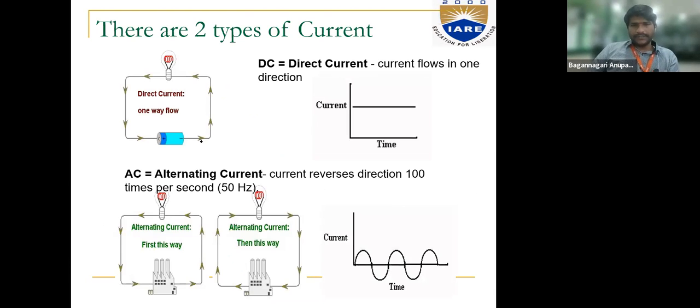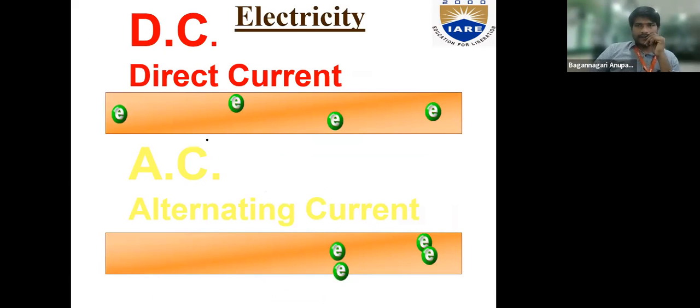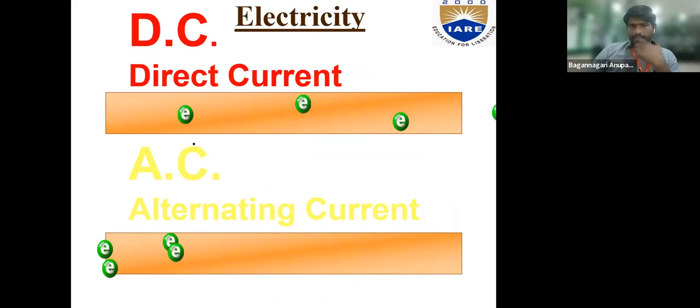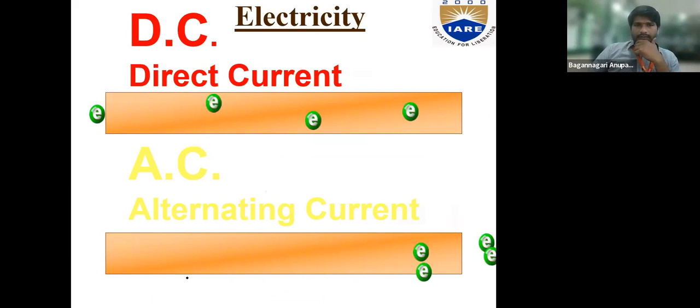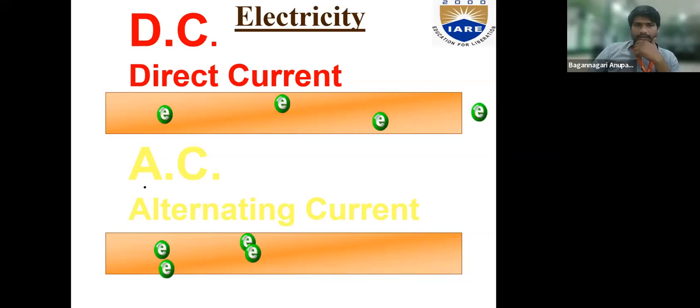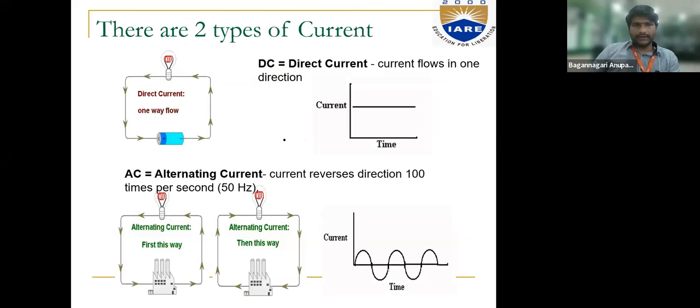So what is the difference between these two? Direct current flows in only one direction, whereas alternating current will fluctuate and flow to and fro in a circuit, right? So how do you know that these are alternating? How do you represent them? That is how we represent the circuit, right? We are representing that with an alternating waveform.